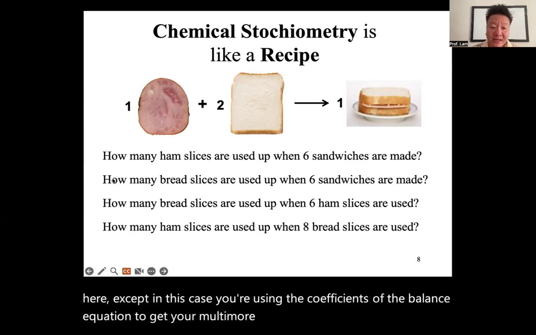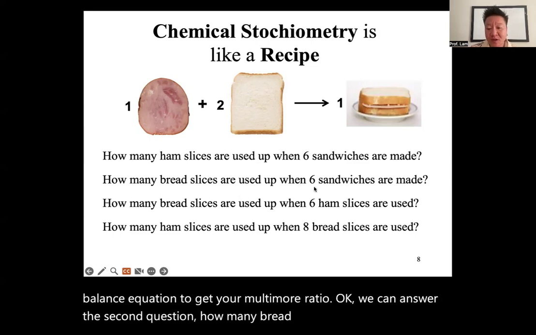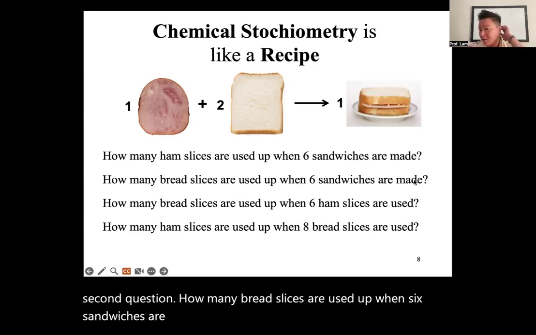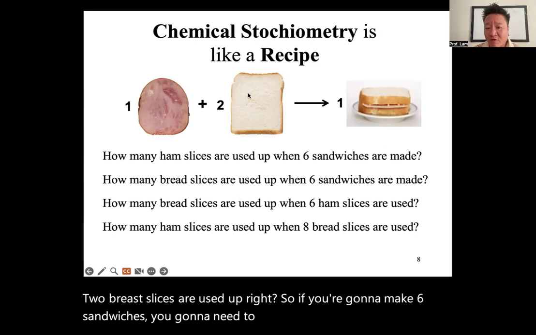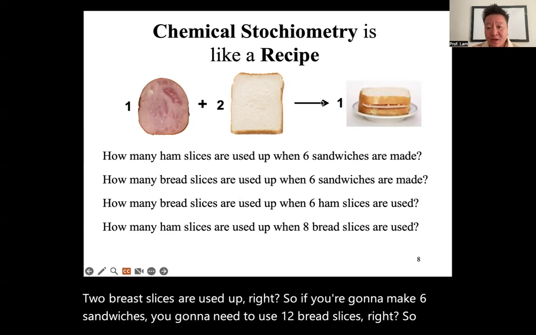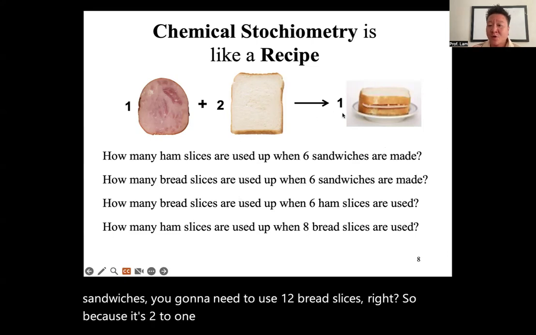Okay, we can answer the second question. How many bread slices are used up when 6 sandwiches are made? Well, for every 1 sandwich that's made, 2 bread slices are used up, right? So if you're going to make 6 sandwiches, you're going to need to use 12 bread slices, right? So because it's 2 to 1, okay? So the mole to mole ratio this time is 2 to 1, right?